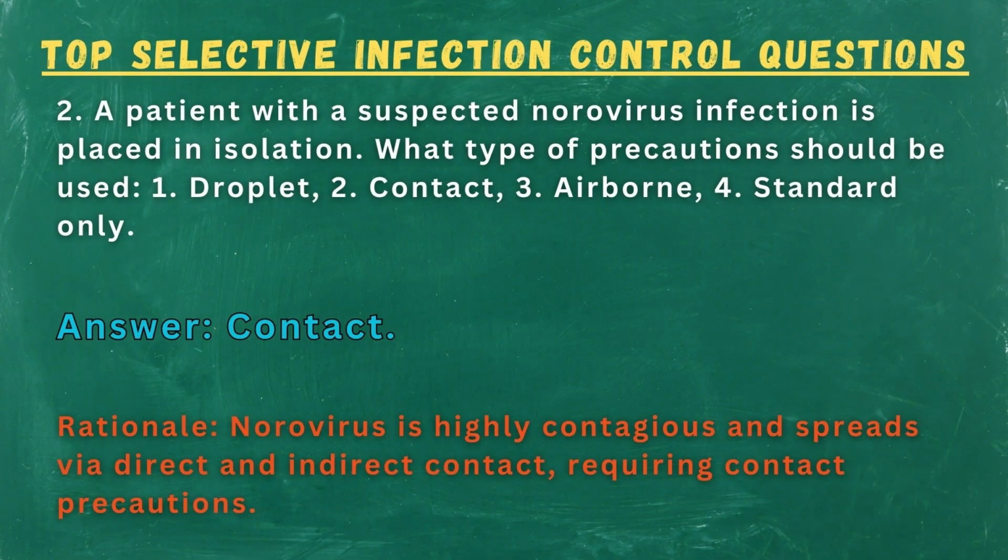2. A patient with a suspected norovirus infection is placed in isolation. What type of precautions should be used? 1. Droplet. 2. Contact. 3. Airborne. 4. Standard only. Answer: contact. Rationale: norovirus is highly contagious and spreads via direct and indirect contact, requiring contact precautions.